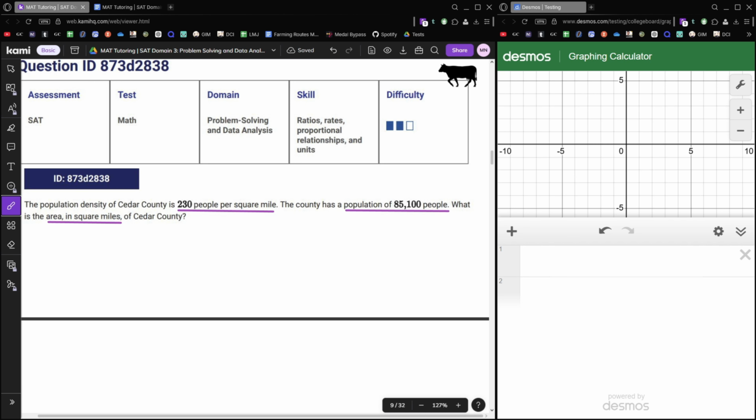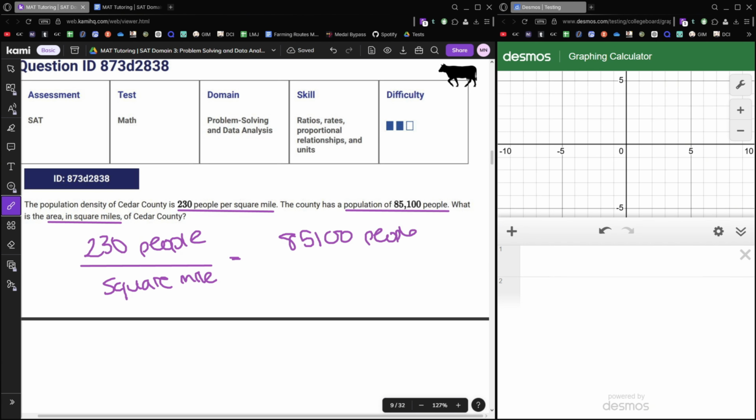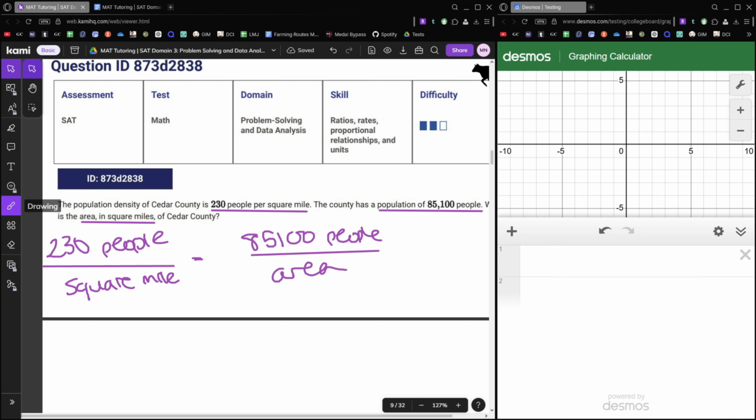The population density. We know it's going to be 230 people per square mile, which also just means divided by square mile. And of course, we know this would also be equal to 85,100 people divided by the area. Because the unit of area would also be square miles. You know what I'm saying? It's just like the last question where we solved for population density. Alright, well, I tried making that smaller, but that didn't really work.